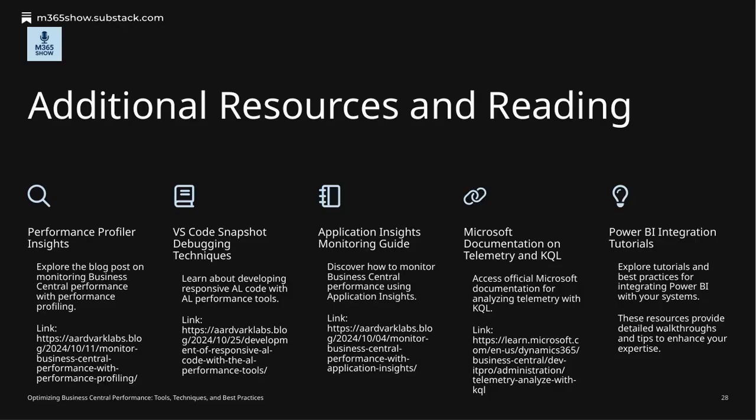Next, there's a blog post on Performance Profiler Insights. This resource dives into monitoring Business Central's performance through profiling techniques, which is essential for identifying bottlenecks and improving system efficiency. You can find it at the link provided. We also have VS Code Snapshot Debugging techniques. If you're developing AL code, these tools help you create more responsive, optimized code by offering in-depth debugging methods. The blog link offers step-by-step guidance on how to utilize these performance tools effectively.